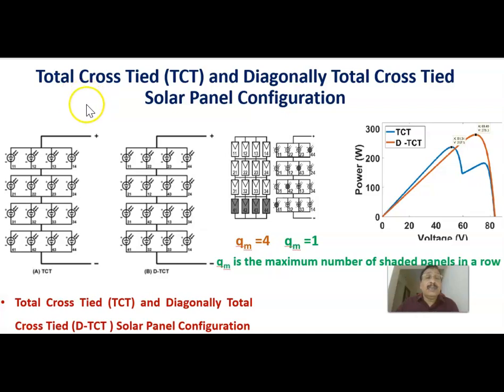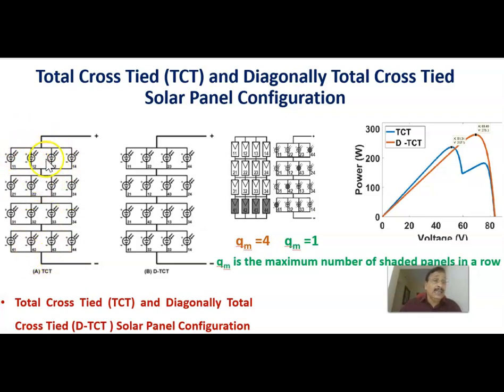As I already explained in the previous slide, by rearranging the panels, we can reduce the effect of partial shading. Just to explain that, there are two types of connection, what we call total cross-tied, TCT connection, and diagonally total cross-tied connection, that is DTCT connection. Therefore, here DTCT and TCT connections are solar panel configurations. Now, first take this one.